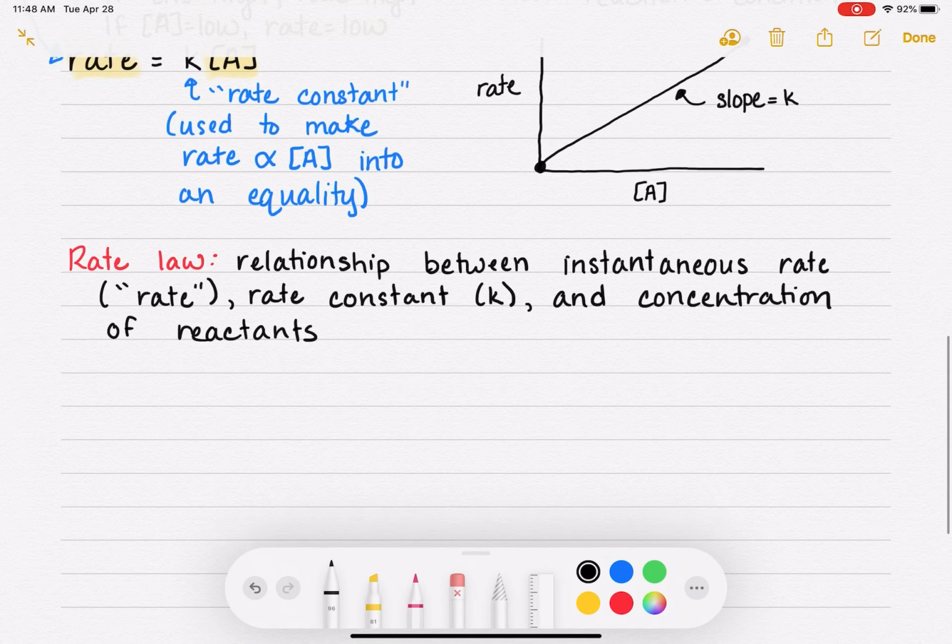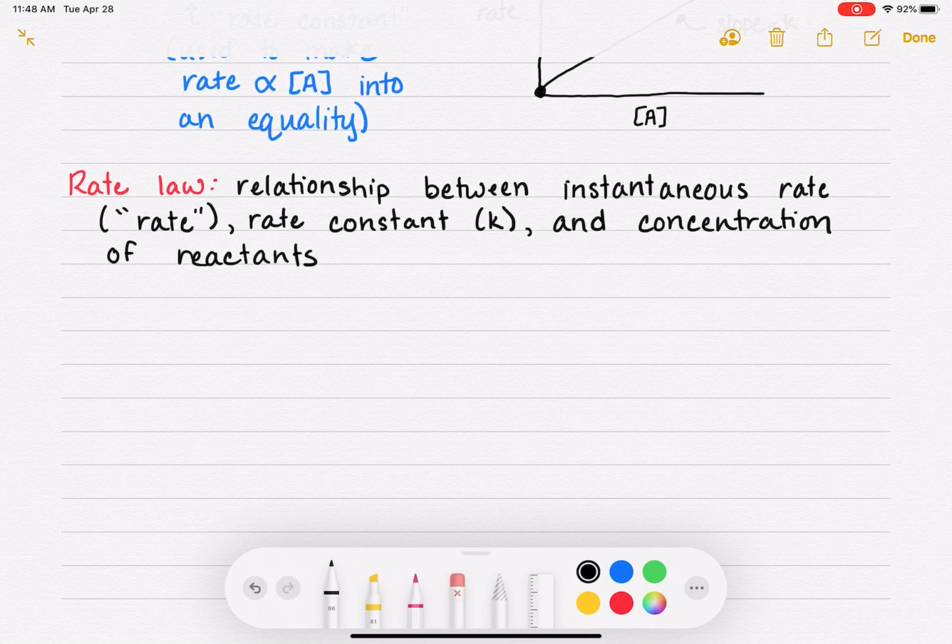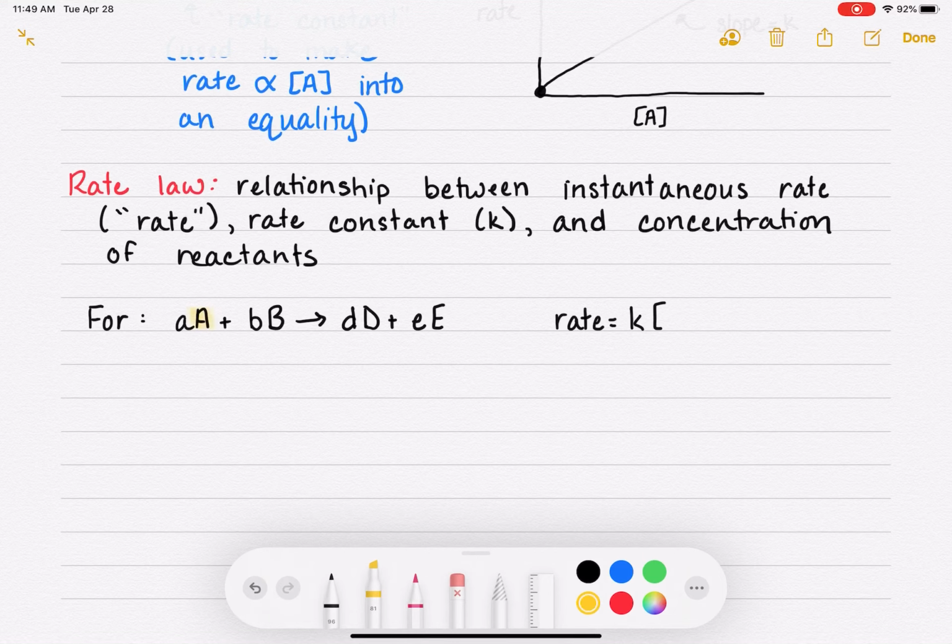And so let's write a generic rate law from a generic equation, little a A plus little b B, which you've seen many times. As a reminder, the little letters are the stoichiometric coefficients, and the big letters are representing the molecules, the reactants and products. For that reaction, the rate law would be rate equals the rate constant, k, times the concentration of our reactants. So our reactants are A and B. Concentration of the reactants, leave a little bit of space there.